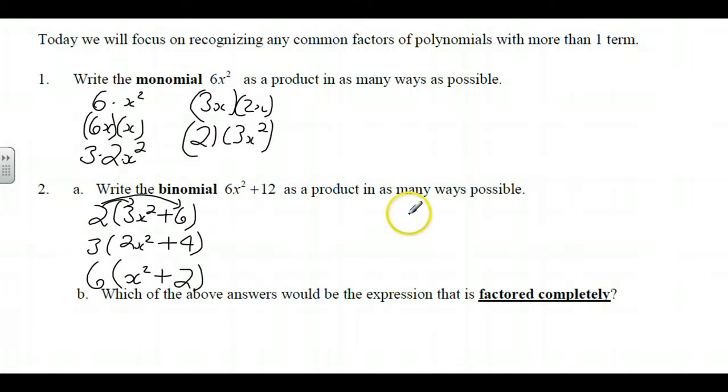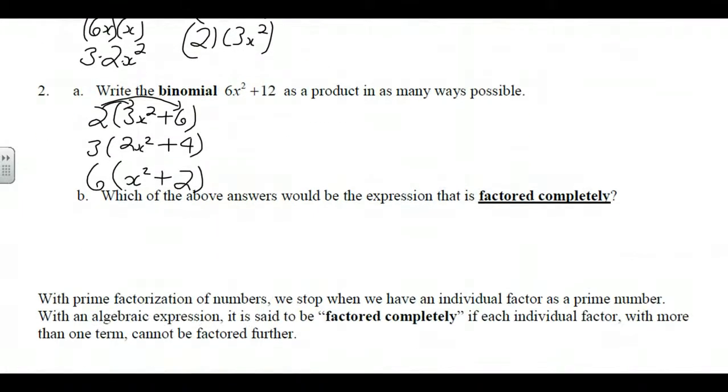Can I do anything else? I've got a 2 in front. I think that's about it, which would be factored completely. So in factoring completely, we want to look at the brackets and say, hey, is there anything still in common? Like, I could divide these by 3. I could divide these by 2, and I can't divide these by any.